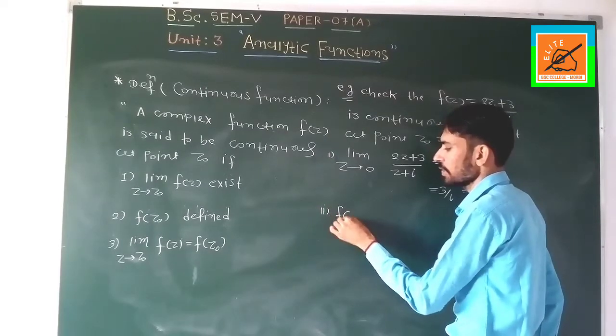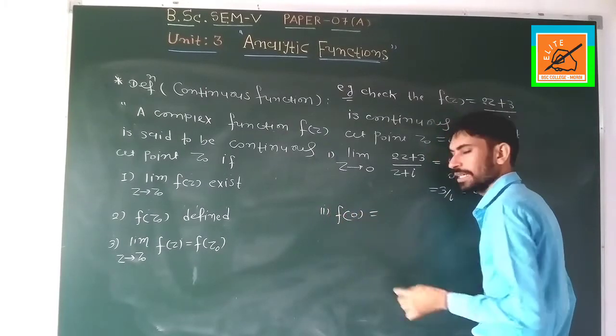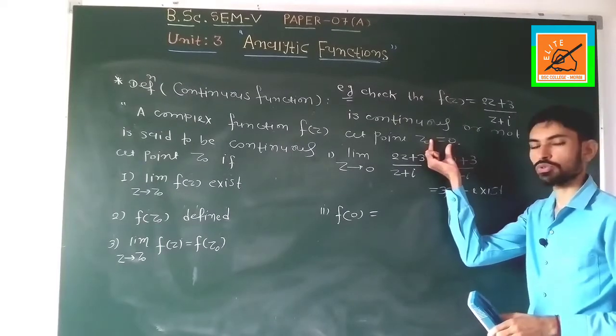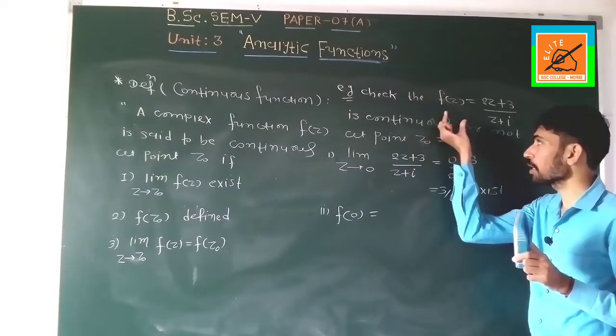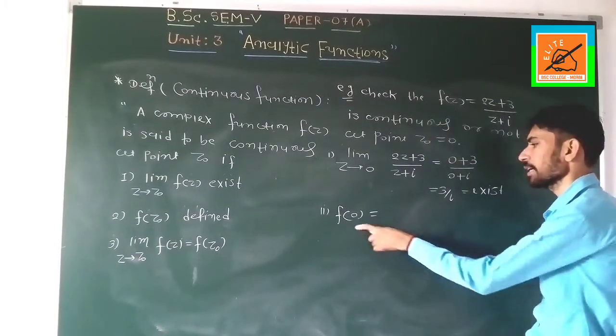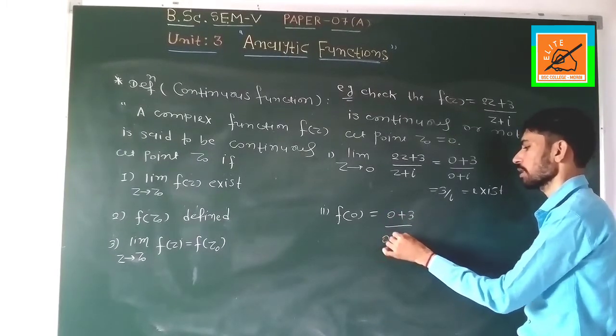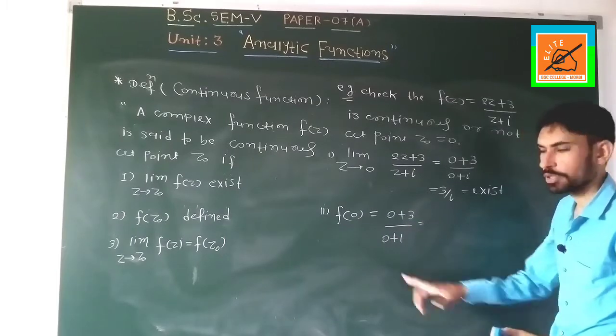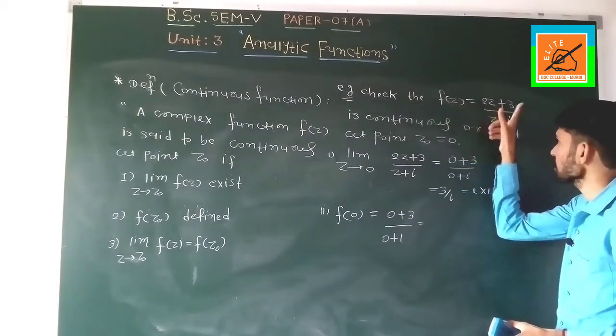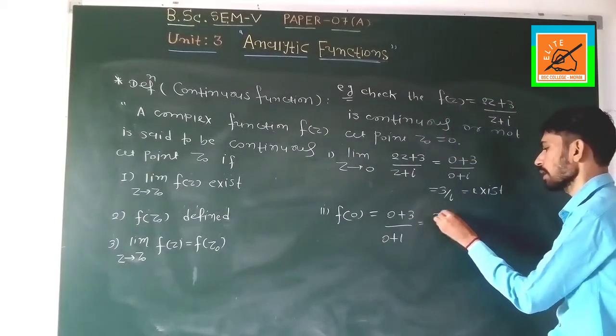In the second condition we find the value of f of z0, but our z0 is 0, so we find the value of our function at the point 0. So we write f of 0 is equal to 2 plus 3, 0 plus 3 upon 0 plus I. We substitute 0 in our function, so 0 plus 3 upon 0 plus I, the answer is 3 by I.